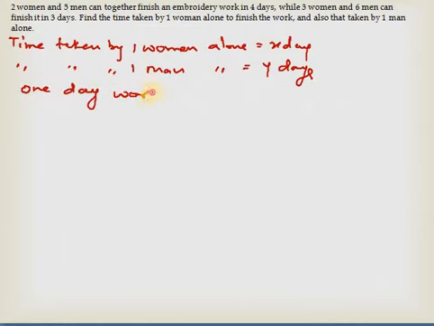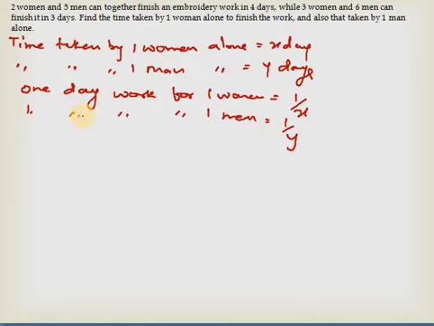1 day's work for 1 woman is equal to 1 upon x, because if a woman can complete a task in x days, then 1 day's work will be 1 upon x for the woman. Similarly, 1 day's work for 1 man is equal to 1 upon y.